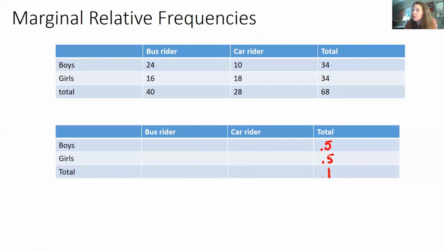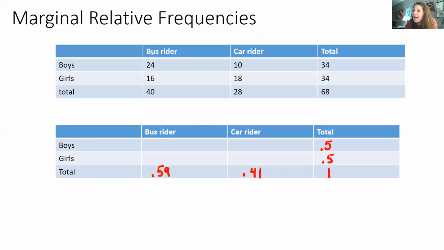Out of the total number of bus riders, we had 40 out of the grand total. So 40 out of 68 is about 0.59. And then to get this total, we could just subtract 0.59 from 1, or we could do 28 over 68, and we would get 0.41. All right, so now we're still talking about a grand total of 1.